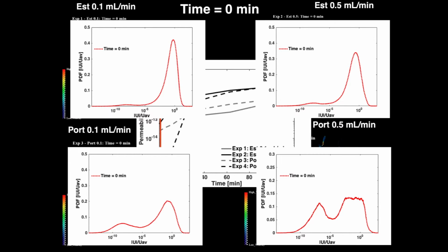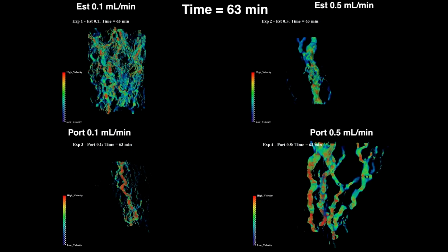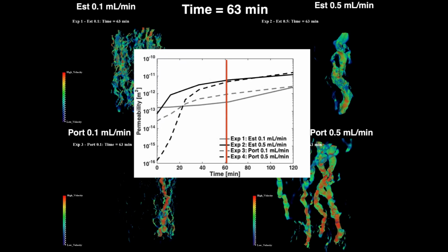60 minutes into the experiment, we observed that the initial preferential flow paths have widened in all experiments. Furthermore, the permeability has increased substantially for experiments 2 to 4, but only marginally for experiment 1, which had an initial permeability that is much larger than the other samples.